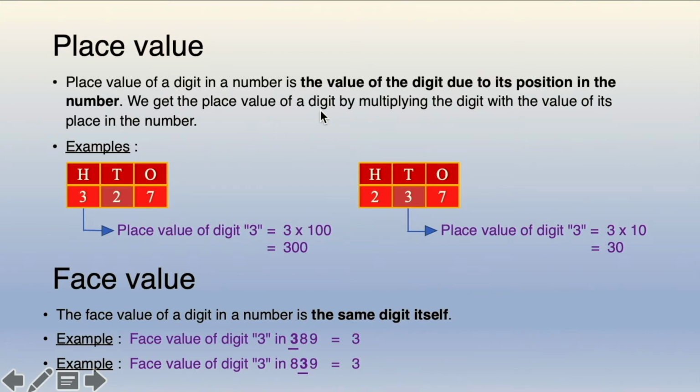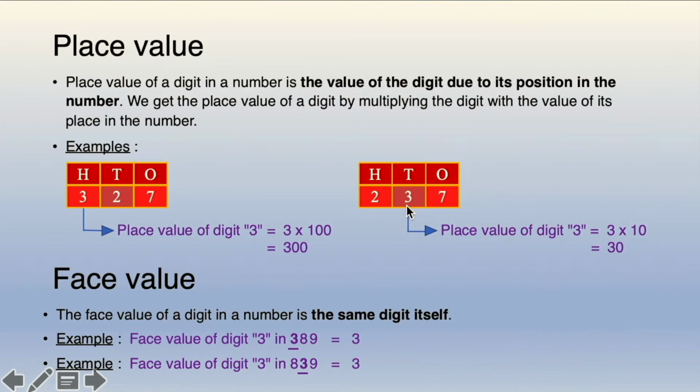So, we get the place value by multiplying the digit with the value of its place in the number. So, the digit is 3 and the value of its place in the number is 100 because 3 is at hundreds place. So 3 multiplied by 100 is equals to 300. So place value of digit 3 in this number is 300.